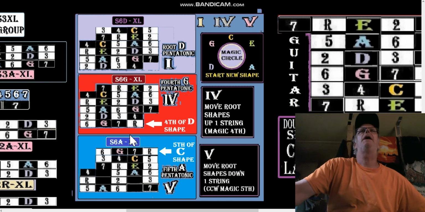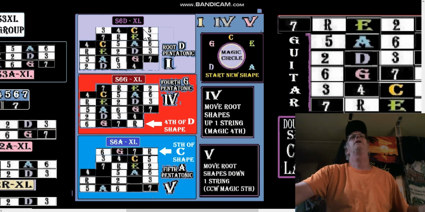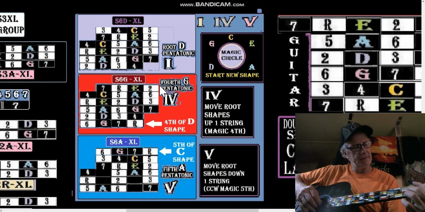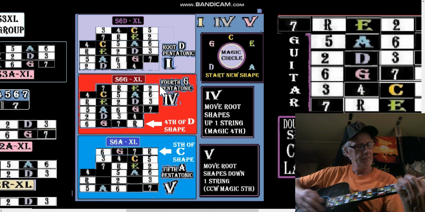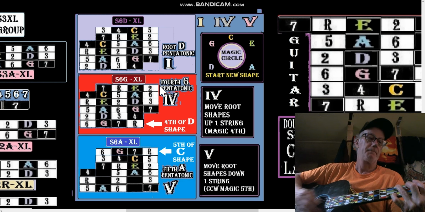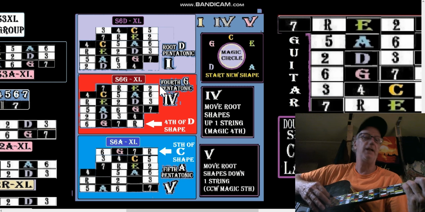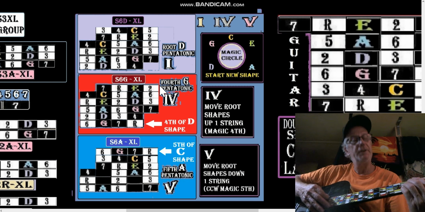So we move it up, and that gives us the D. So we start from the D shape, or rather the G shape. So we're essentially doing something like this. We're starting from the D shape, going to a G shape F, D shape C, to an E shape, to an A shape G.